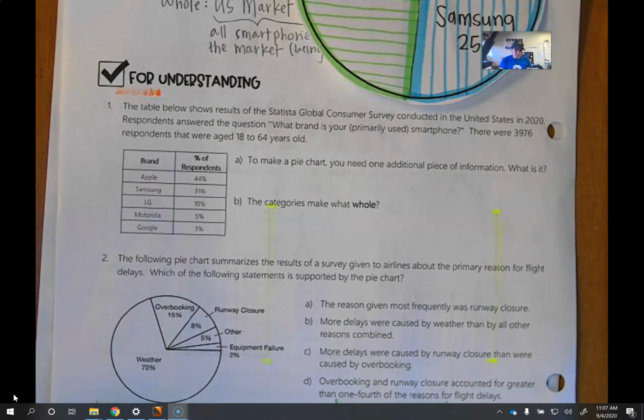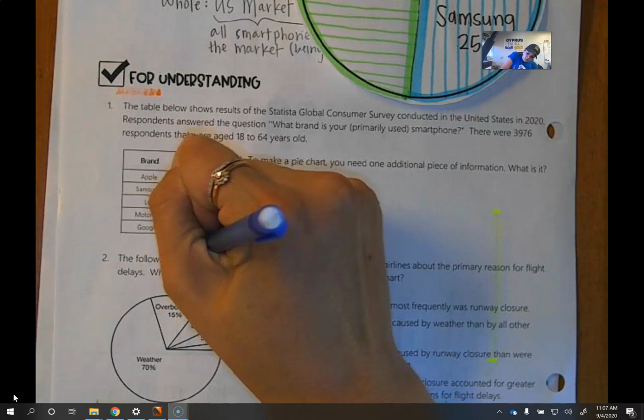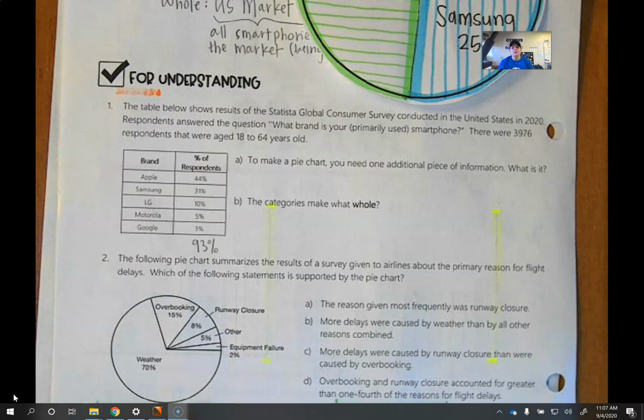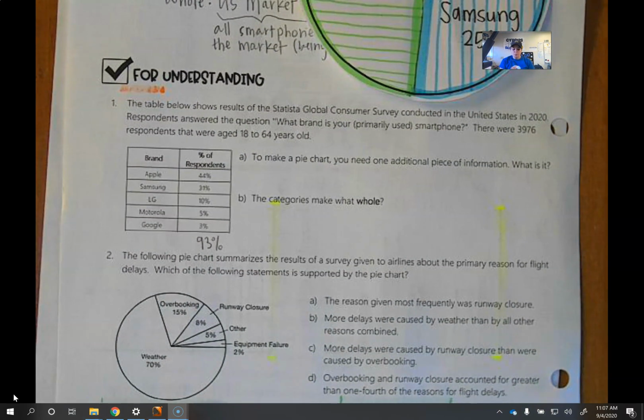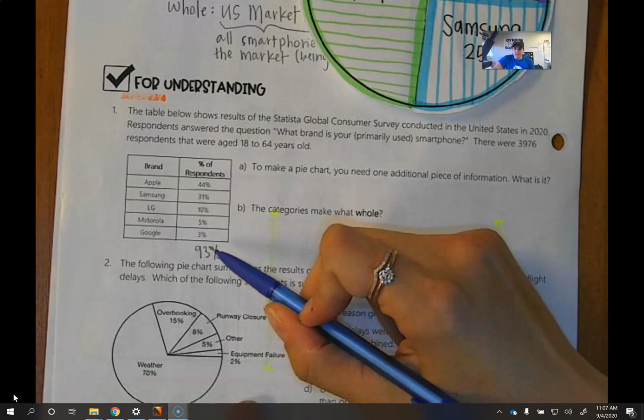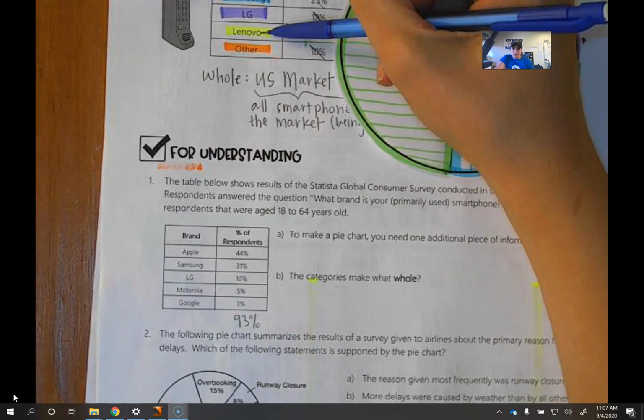So we're going to add them up. You should probably do that for yourself as well. You want to move toward doing some of these more basic tasks on your own instead of waiting for me to do it. So I'm going to wait a second just in case some of you guys are actually adding them. So these percentages only add to 93%. So maybe the missing 7% are other brands like Lenovo.